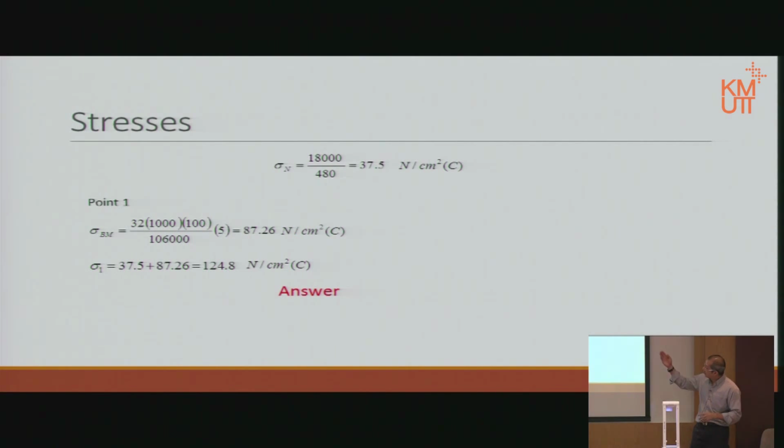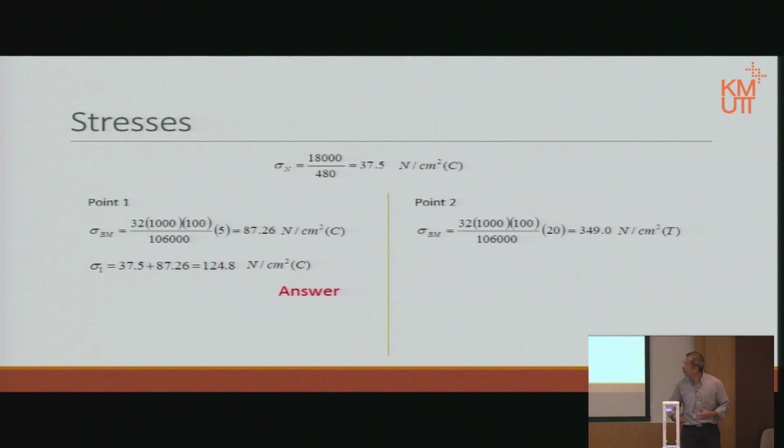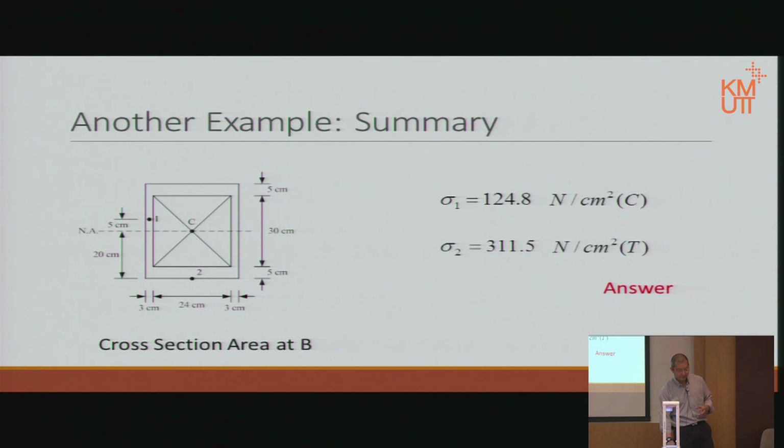Then, of course, compression and compression, you combine them, and you get the answer of the stress at point 1. What about point 2 then? Point 2 y is equal to 20, measured below the neutral axis. Again, smiling face, below neutral axis, tension. That one is compression, but this one is tension. Therefore, the combination is not really combining the effect, it is actually counteracting the effect. Therefore, the minus sign there. Then we get the answer, and that is a summary of our answer.